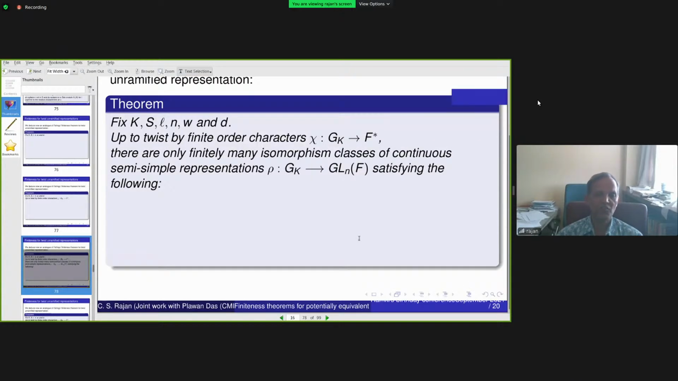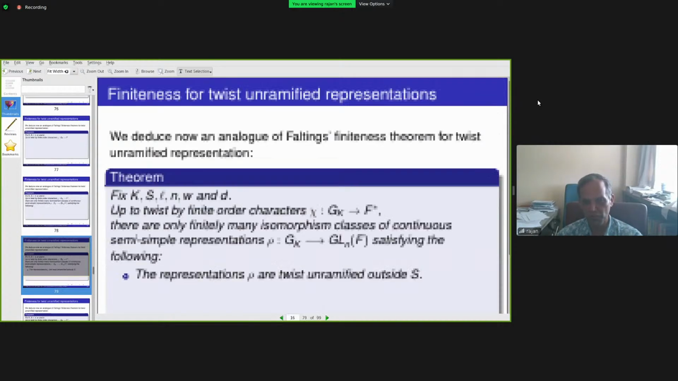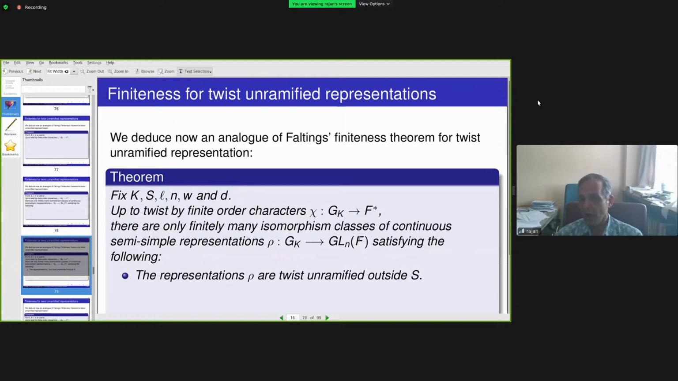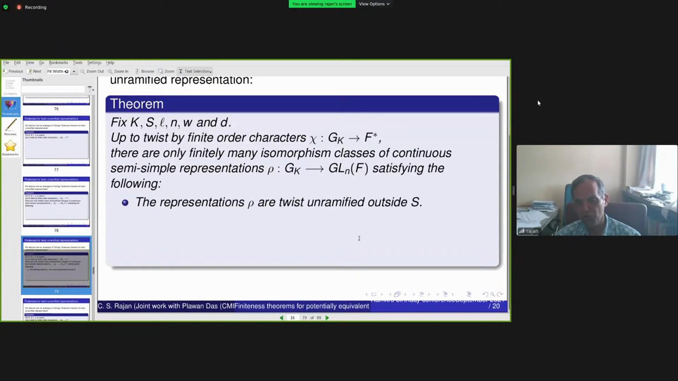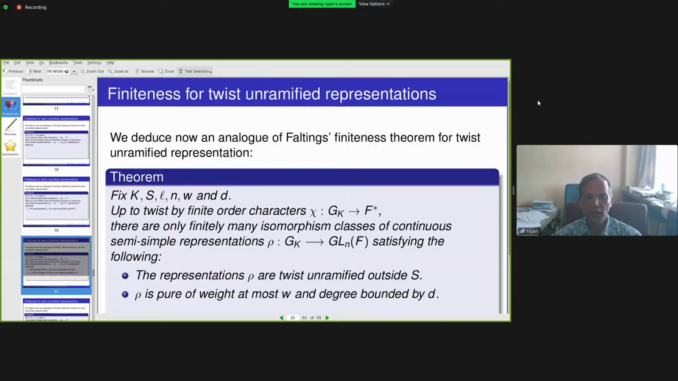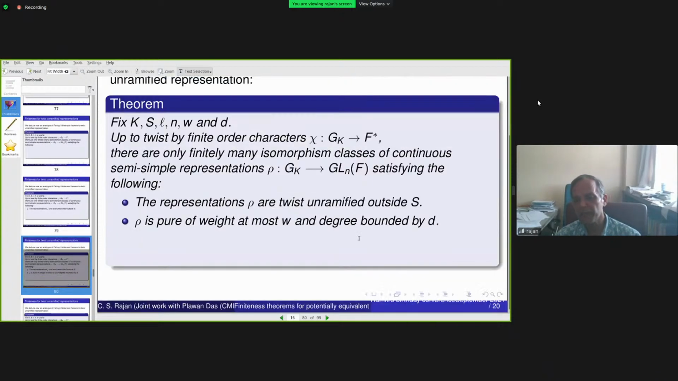The representations rho are twist unramified outside S. That means that by twisting by a finite order character, it is unramified. Of course, the twisting will depend on the place v. For every place v, you might have to twist by a different character. We are not saying it is uniformly twisted by a character, and that is part of the conclusion of the theorem. And rho is pure of weight at most W and degree bounded by D.